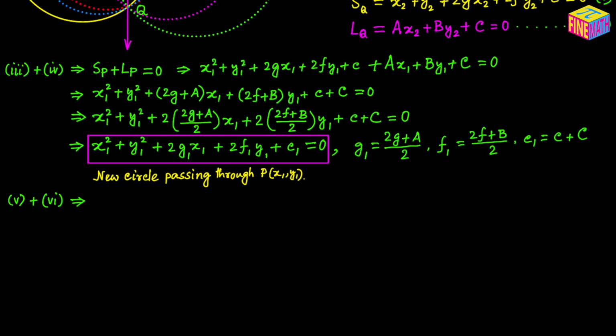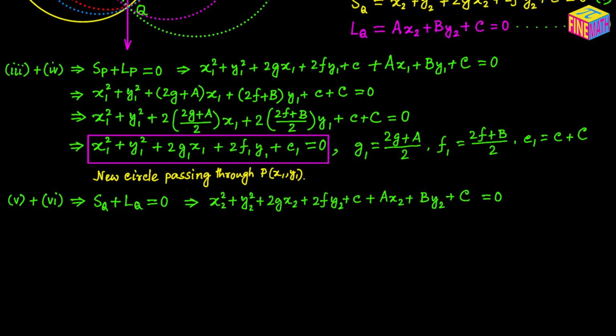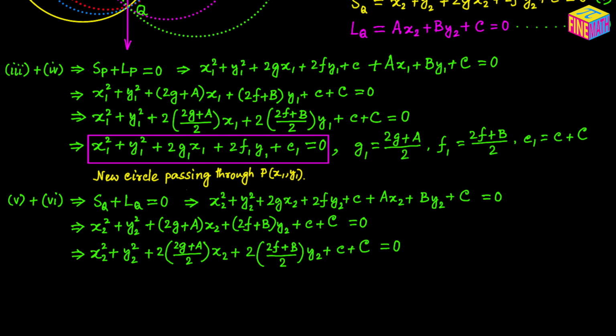Let's add equation number 5 and 6, which means we are going to do S sub Q plus L sub Q equals 0. If we plug in the values, our equation will look like this, and then if we simplify a little bit, our equation will look like this. And if we rewrite the x sub 2 term and the y sub 2 term, our equation is going to look like this. And if we write it in a simplified form, we can write the equation like this.